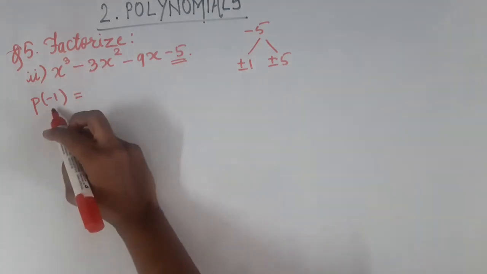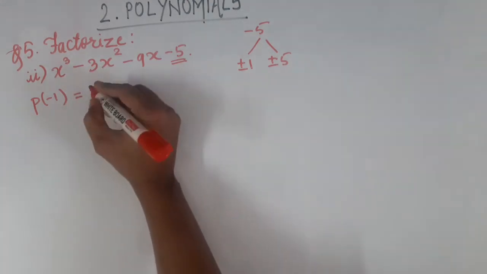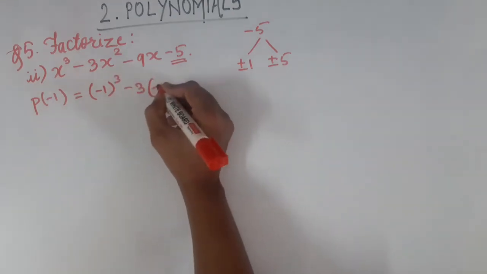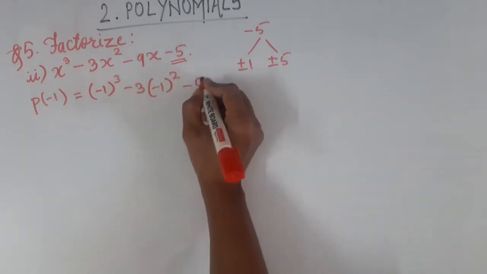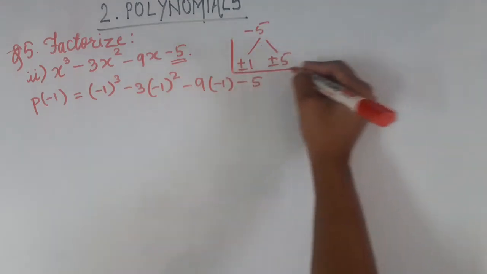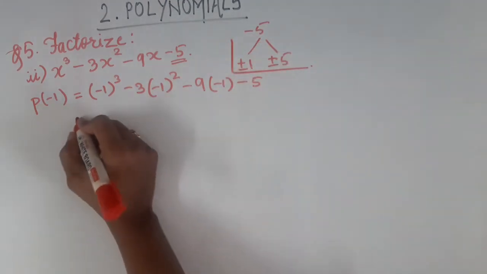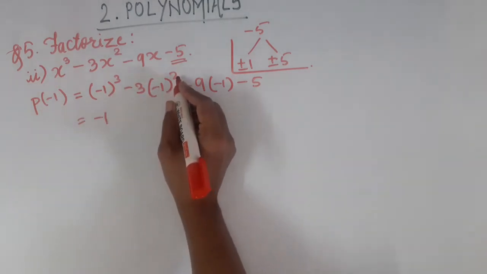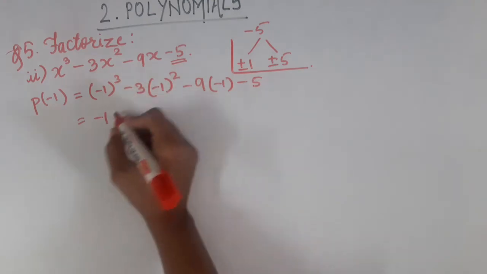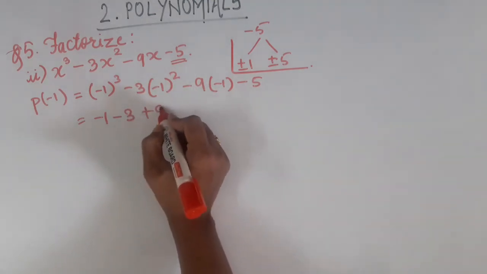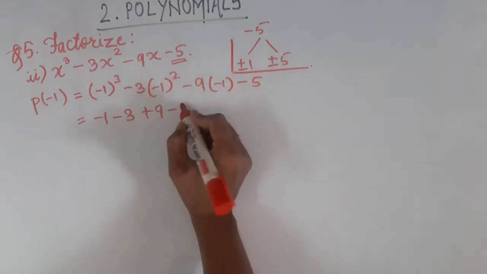Replace x with minus 1 in the above polynomial. So you will get minus 1 cube minus 3 into minus 1 square minus 9 into minus 1 minus 5. Right? Now solve this. Minus 1 cube will be minus 1. Minus 1 square will be plus 1. Plus 1 into minus 3 will be minus 3. Minus 9 into minus 1 you will get plus 9. And this minus 5 as it is.